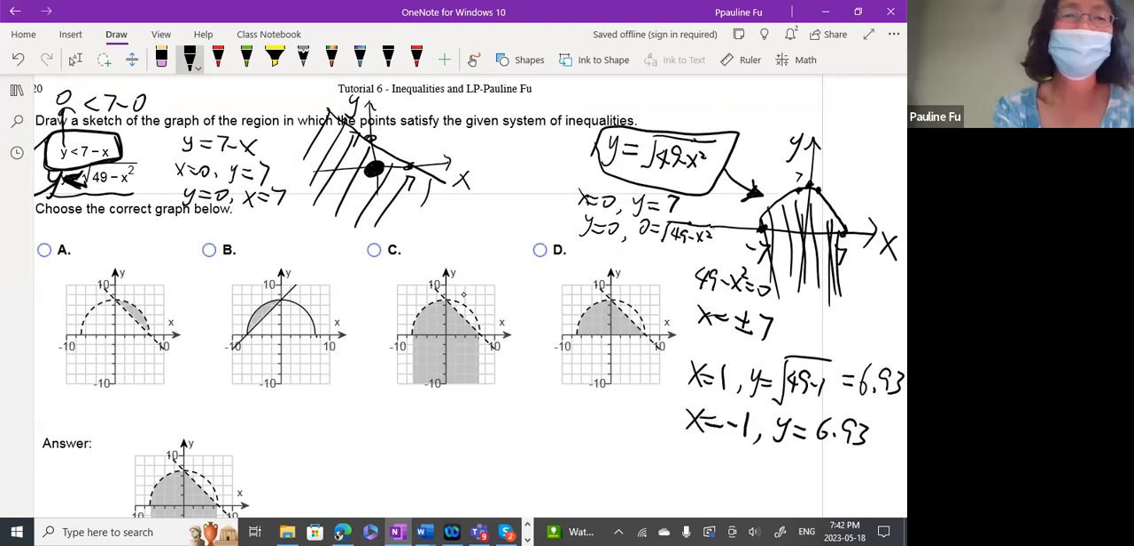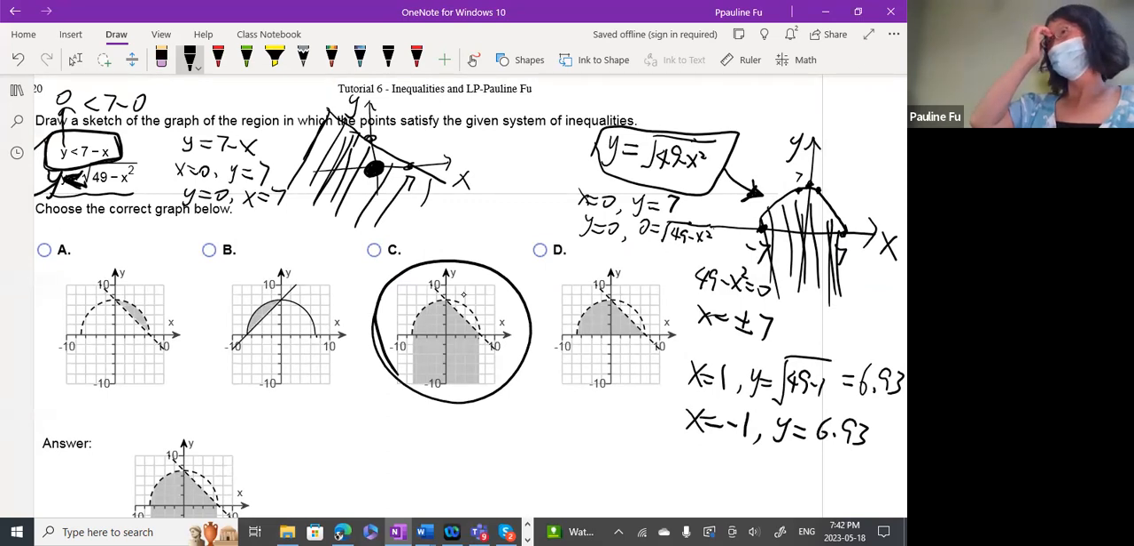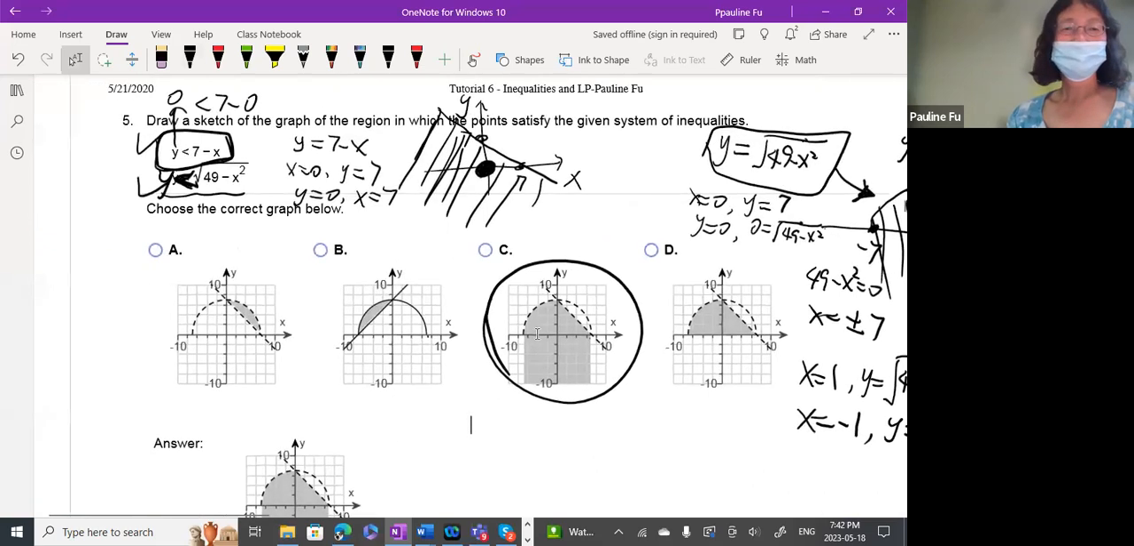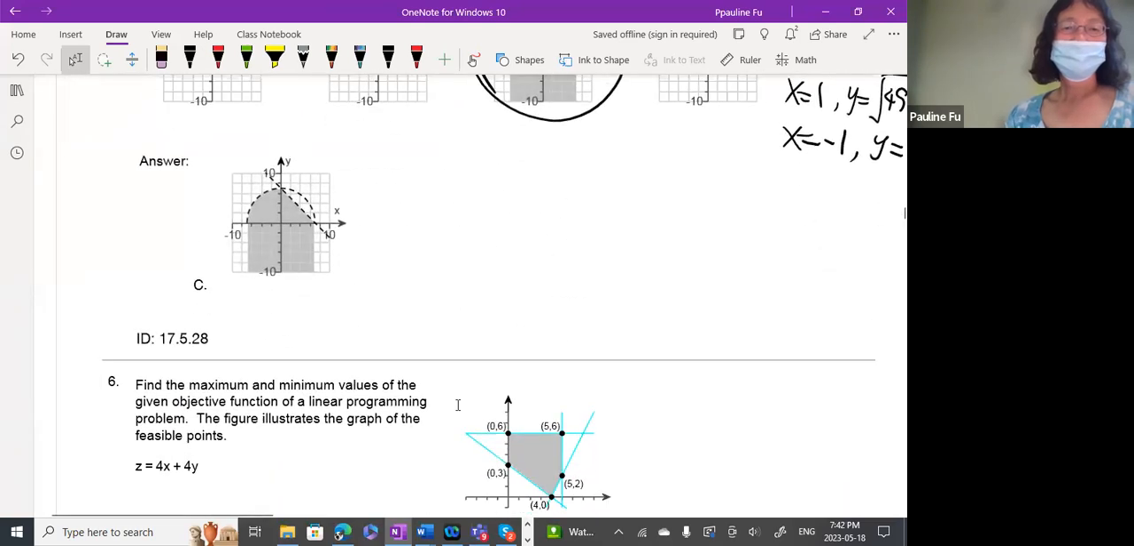So combine with the straight line, in straight line we said this part is smaller and this is the curve, this part, when you do combination, this is the correct picture. The correct answer is this, this represents y smaller than 7 minus x, y smaller than square root of 49 minus x squared. Any questions? All right. Next.